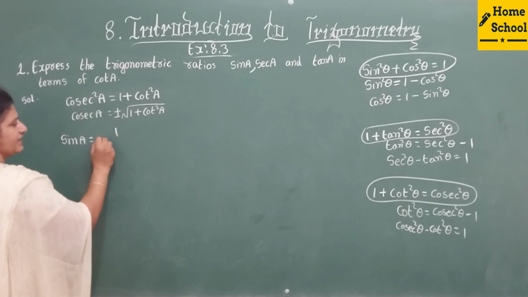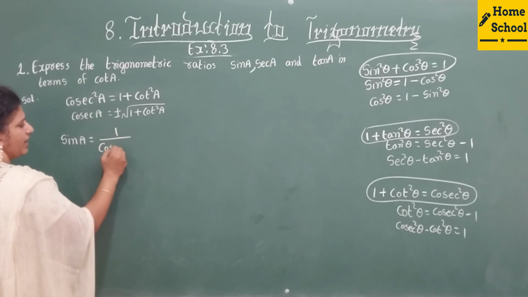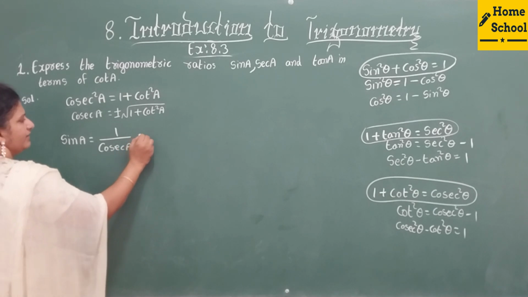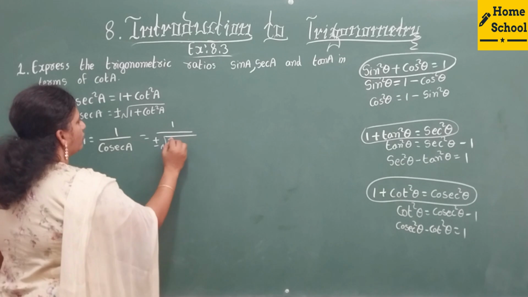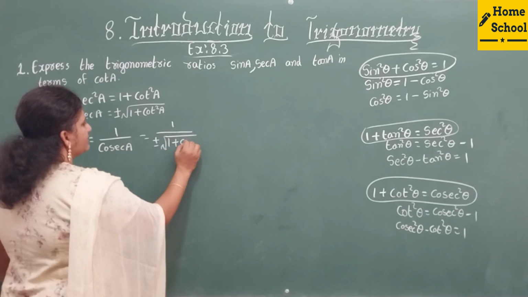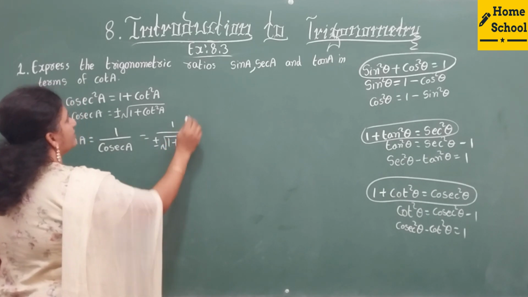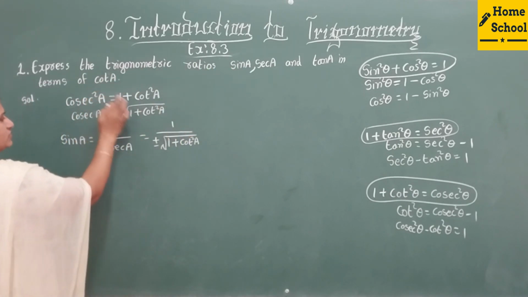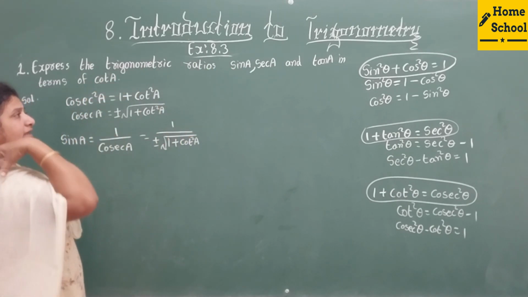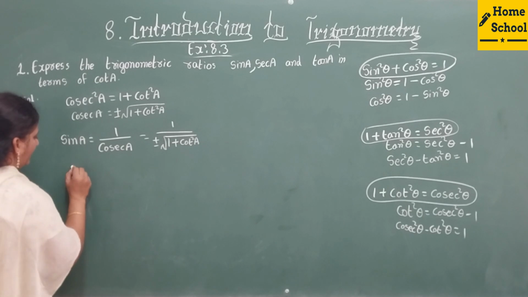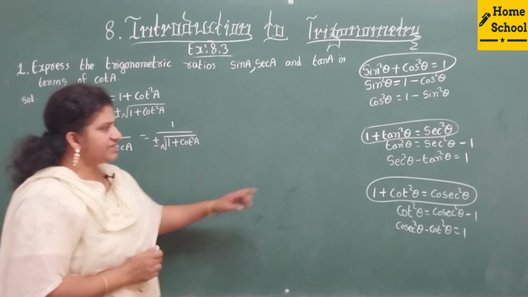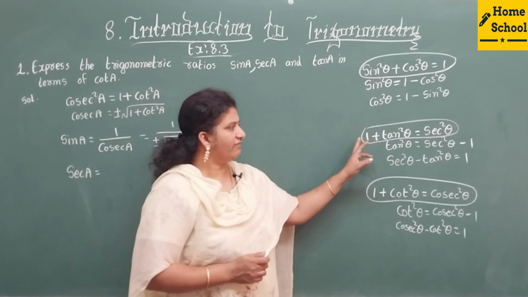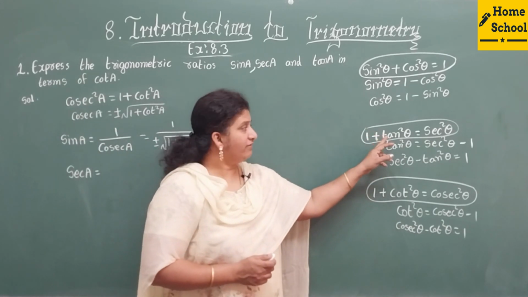Now, sin A in terms of cot A. First I will write sin A is nothing but 1 by cosecant A. That is 1 by plus or minus square root of 1 plus cot square A. Sin A in terms of cot A completed. And the next one is secant A. Secant A, how can I write? Observe secant and cot. Do you have anything? Yes. I have tan here.